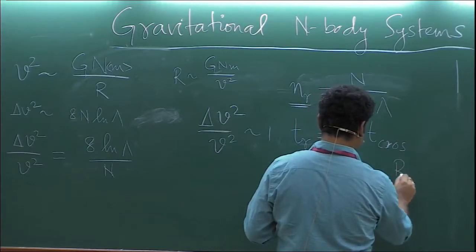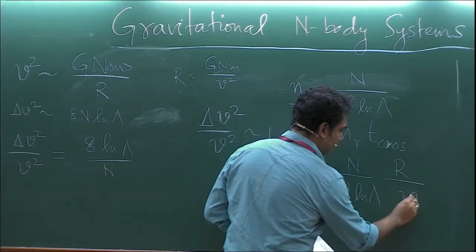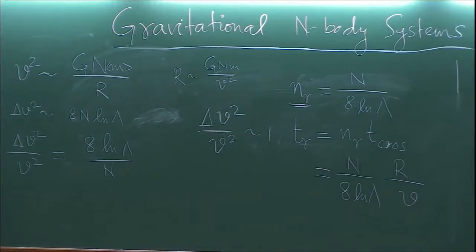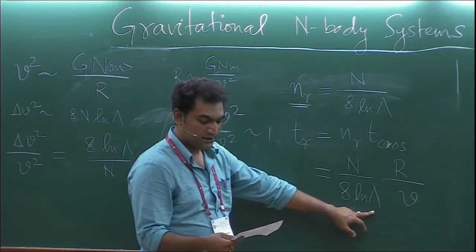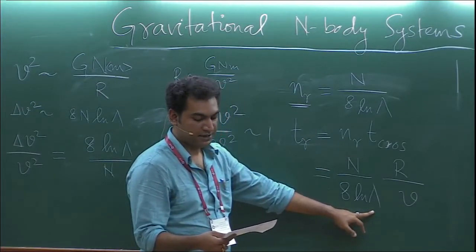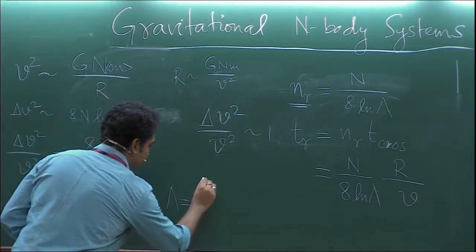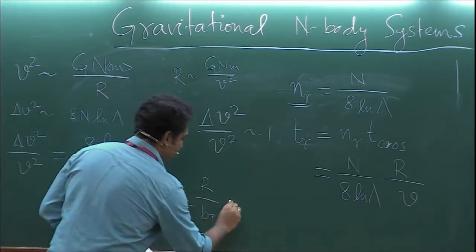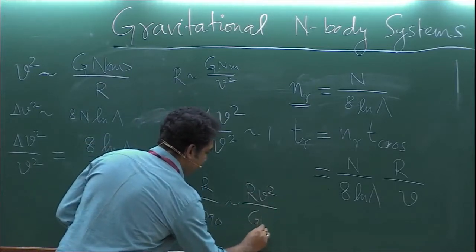And then we can write it as the size of the distribution divided by velocity. That's roughly the T cross, okay? And then we can remember that lambda is essentially R over b90. So lambda is R over b90, which is R v square over GM.